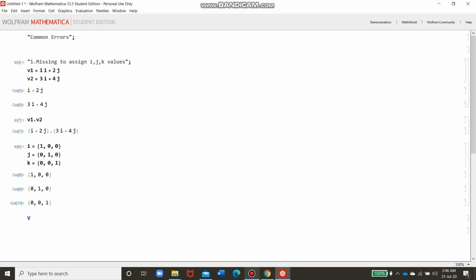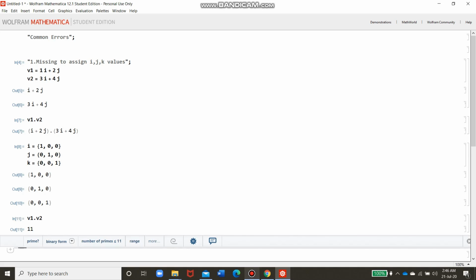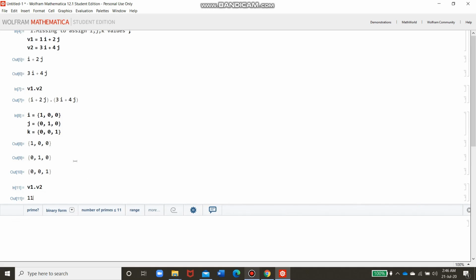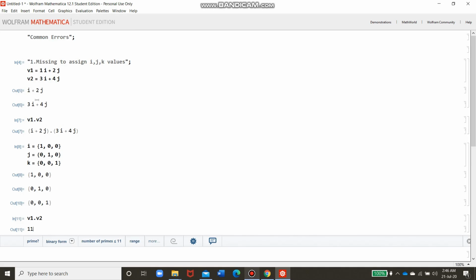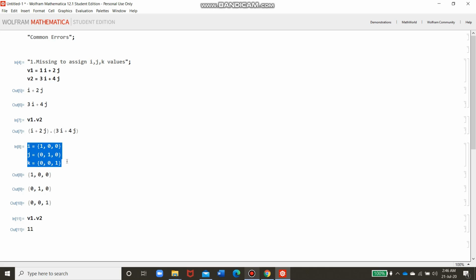Now if I try v1 dot v2, let's see if I'm getting an answer. Yes, it's 11. So that is one of the main mistakes that we might miss out, like we forget to assign this ijk value. So please don't forget that.